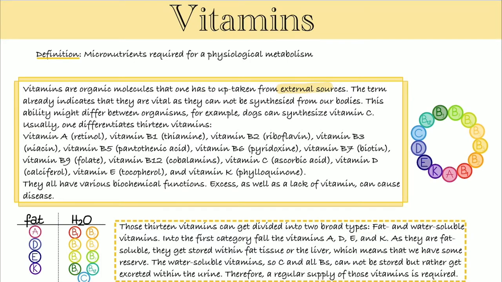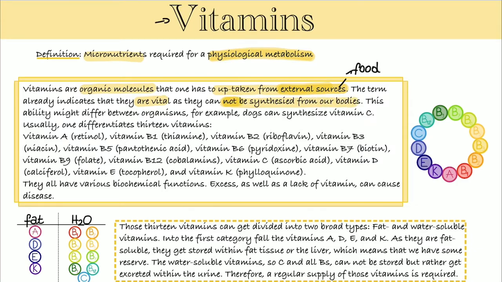Today we're talking about vitamins. I guess you're all familiar with this term, but what exactly are vitamins and what should you know about them? Now, those are micronutrients which are required for a physiological metabolism. We're talking about organic molecules that have to be taken up from external sources, so usually food. So the term vital amines, vitamins, indicates that they are vital as they cannot be synthesized by our bodies.